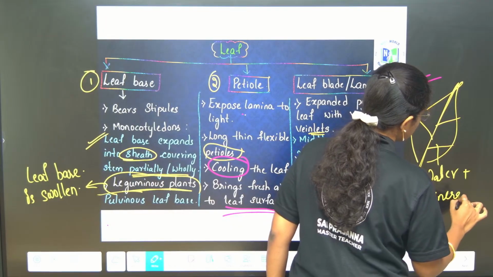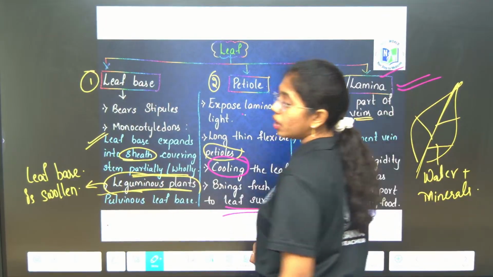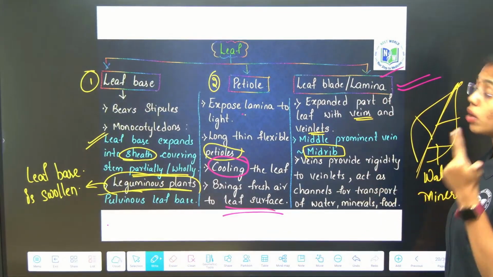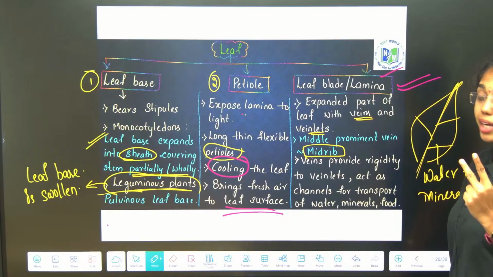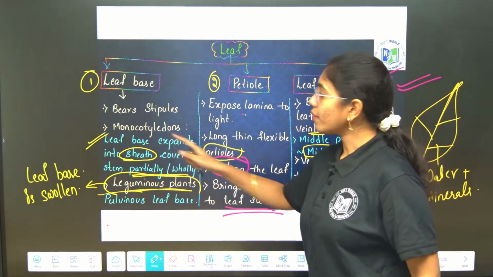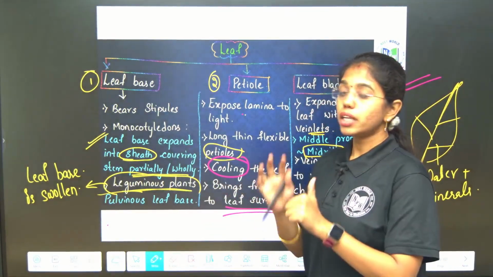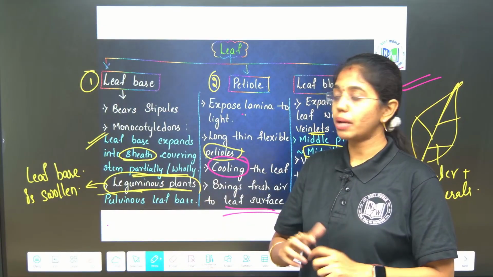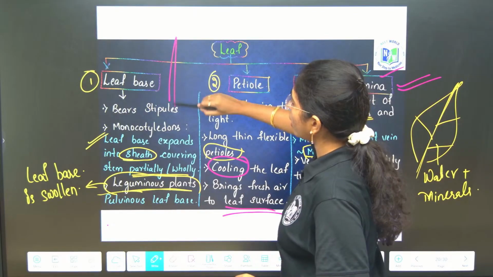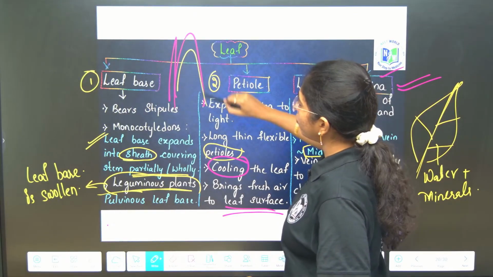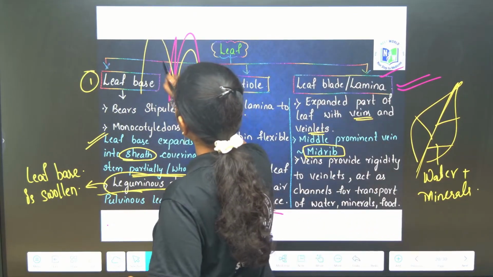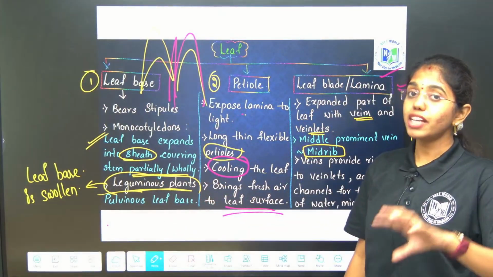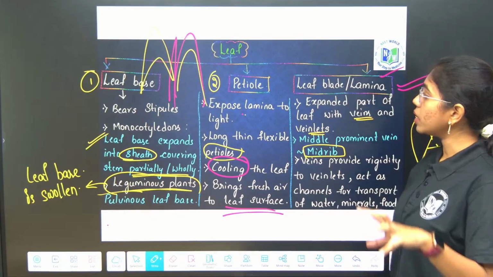So, from this slide what you have to remember are the 3 major portions of the leaf: leaf base, petiole, and leaf blade or lamina. In leaf base, how is it modified in monocots? It is modified into a large sheath-like structure which covers the stem partially or wholly. And in leguminous plants, the leaf base is swollen, and you call it pulvinous leaf base.